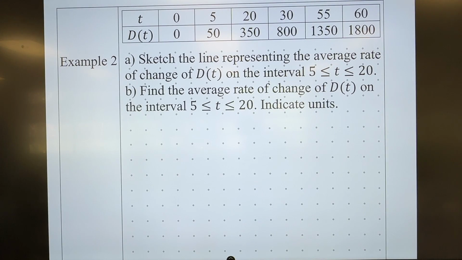On to example number 2. This time I do not give you a graph. Again, if there was a graph, we would just connect a line. Oh, it does have one, I put the same exact equation here. I totally forgot about that. Okay, let's go ahead, and I want you to sketch right now.